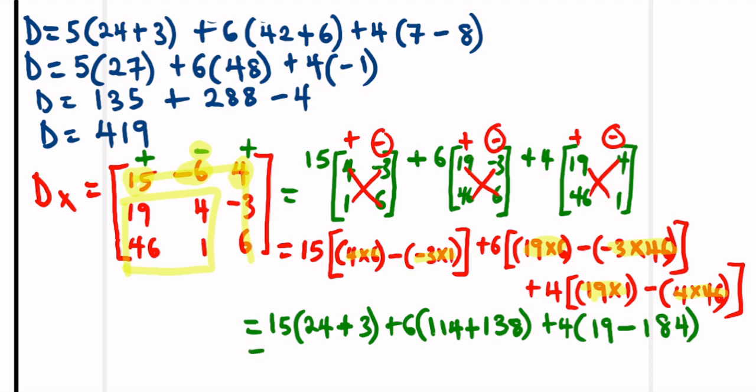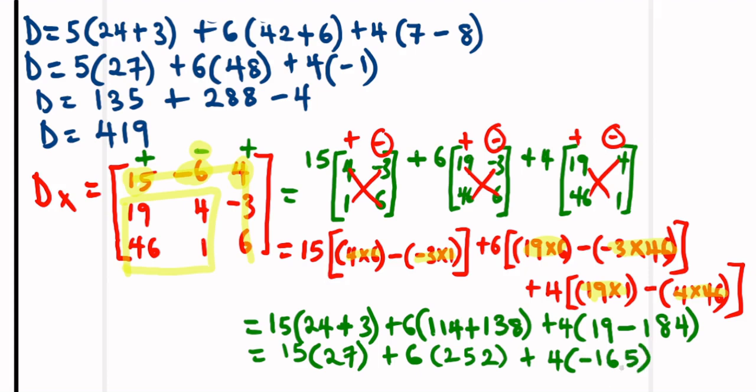Now we'll close it. So this is now equal to 15 in a bracket. 24 plus 3 is 27. Then plus 6 in a bracket. 114 plus 138 gives us 252. We close the bracket, plus 4 in a bracket. 19 minus 184 gives us minus 165. We'll close that bracket. So now we are left with 15 times 27 plus 6 times 252 plus 4 times minus 165.